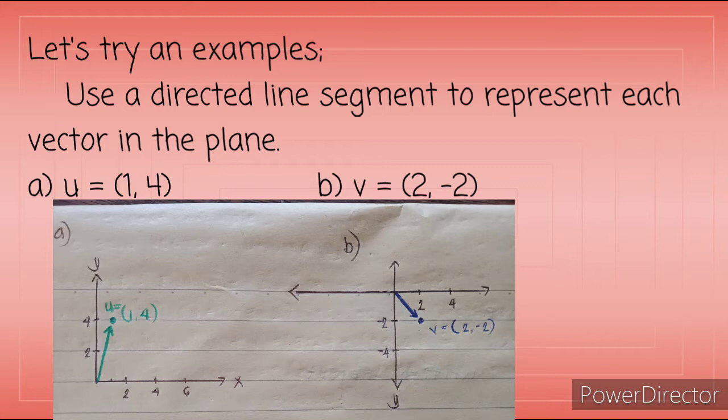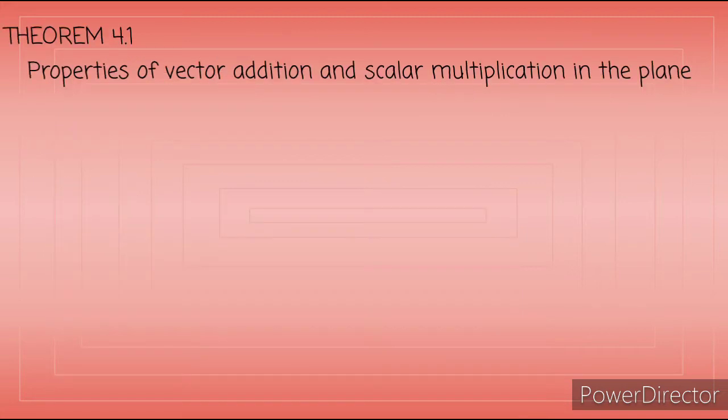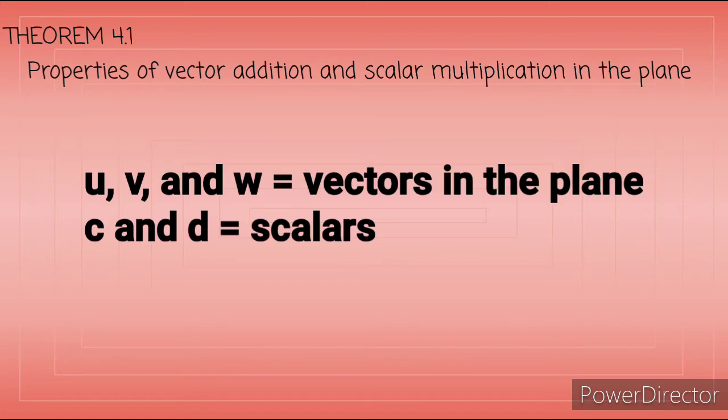Before we proceed to the operations with vectors in the plane, let's first discuss Theorem 4.1, which has 10 properties that play a fundamental role in linear algebra. In fact, in the next section, you will see that it is precisely these 10 properties that have been abstracted from vectors in the plane to help define the general notion of a vector space. Theorem 4.1: Properties of vector addition and scalar multiplication in the plane.